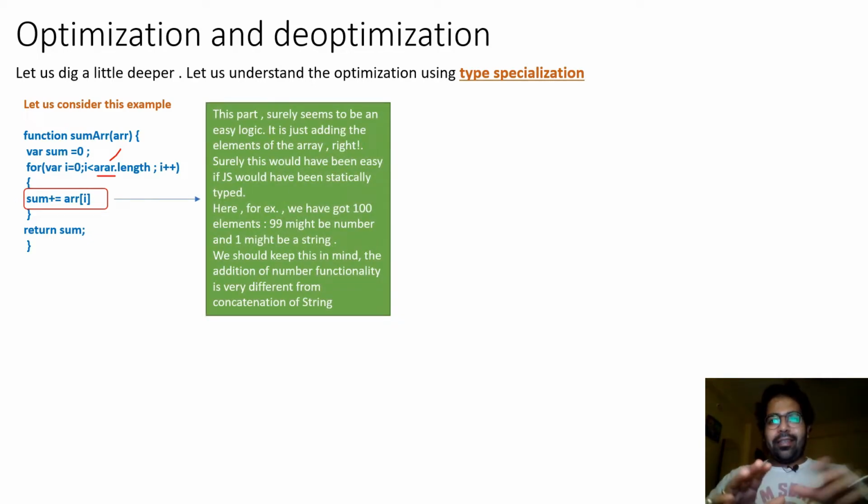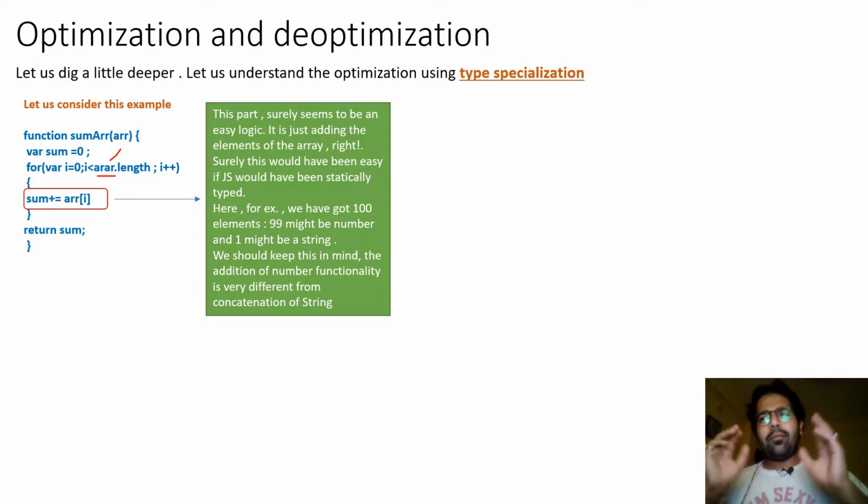It seems to be easy, right? It's a normal, easy logic where basically the sum of the array is happening, where suppose the array is of 110 length and it has got all integers, it sums it up. What happens when a string or a boolean gets introduced in that array? Understand this.